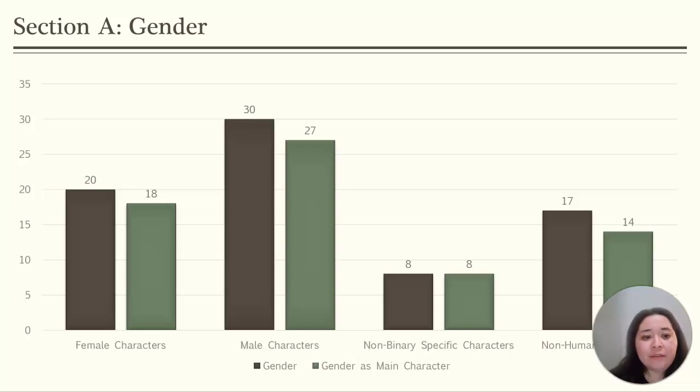This is the graph for section A, gender. In the classroom library, there were 20 books with female characters and 18 with females as the main character. For the males, you can see that the numbers are slightly higher. Non-binary were the same, and non-human characters. The library did have a lot of those books.